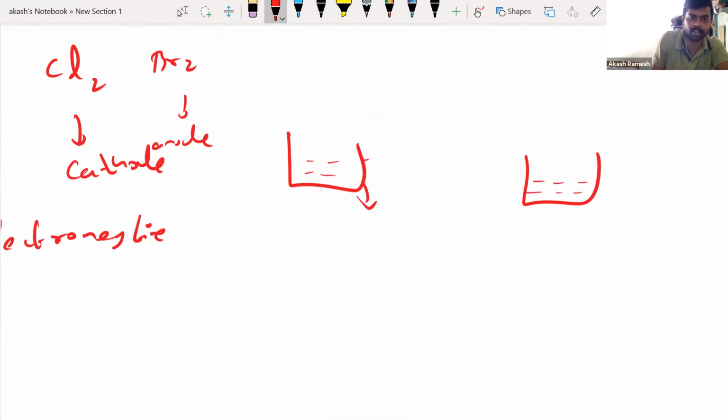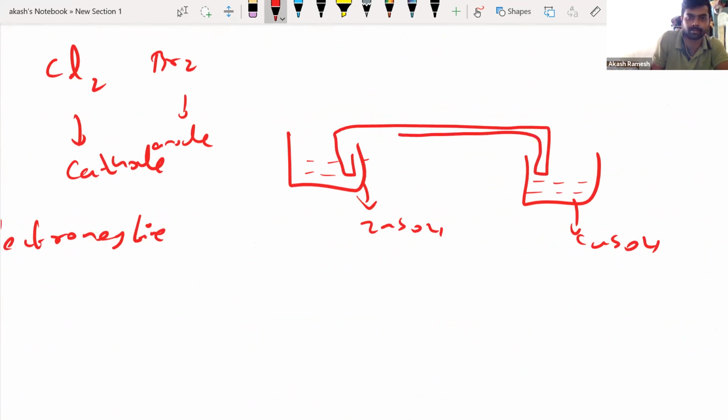So this is your zinc sulfate. This is your copper sulfate. Right now, I'm not going to put the circuit on at all. I'll just put the salt bridge. Now, guys, if you look at this, what is happening? I'll just put the zinc rod alone and the copper rod also. Now you see that the electrons are getting lost by zinc. The electrons are getting lost by zinc.